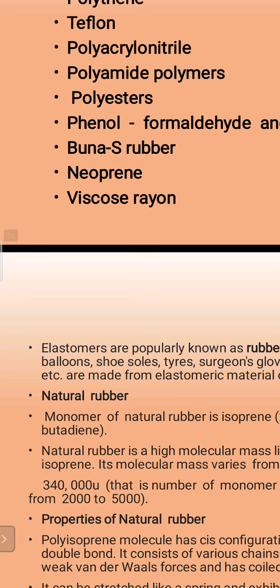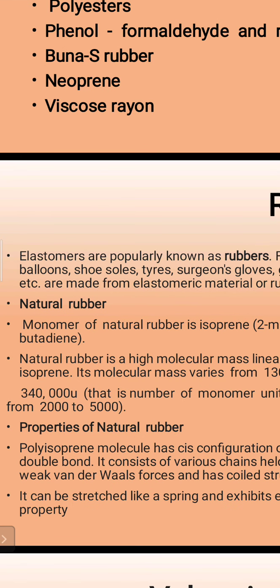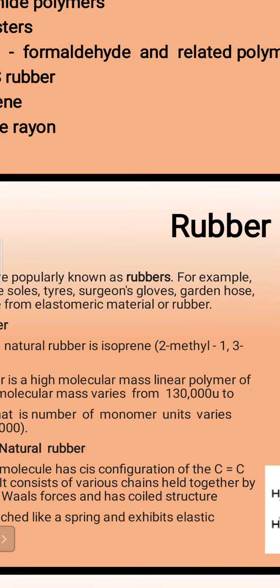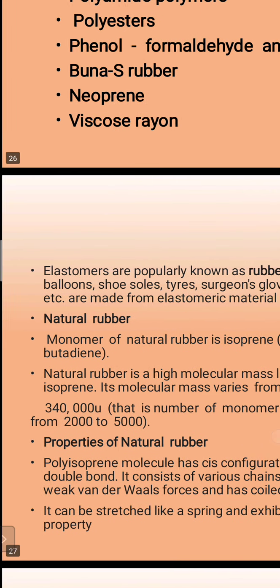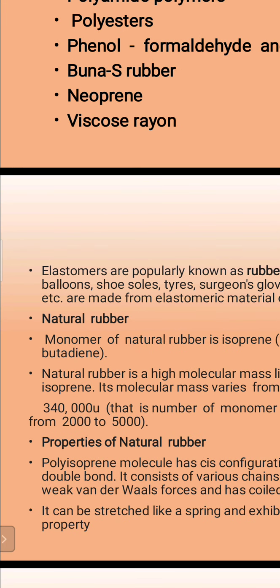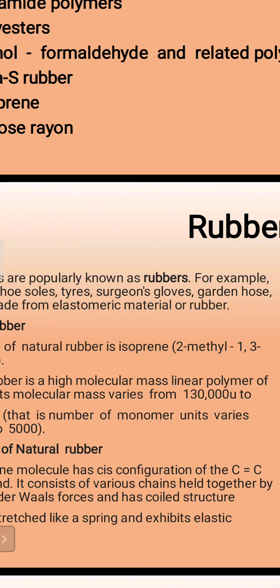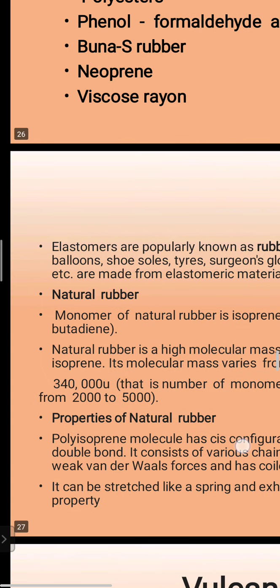Later on, natural rubber. Natural rubber contains monomers of isoprene. Just as I told, its IUPAC name is 2-methyl 1,3 butadiene. Two double bonds are there, that's why butadiene. And totally four carbon atoms are there. The natural rubber is a high molecular mass linear polymer of isoprene.